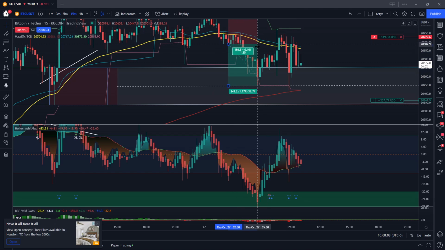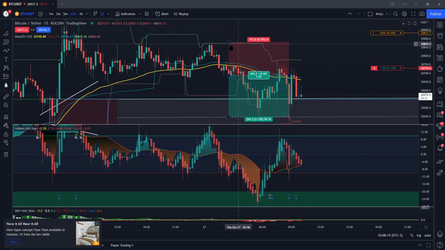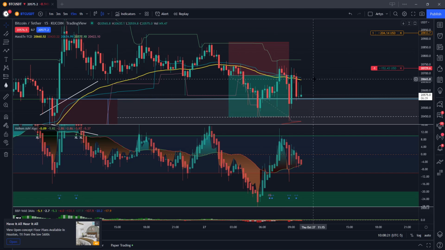Doesn't hit it here, okay? You see, it doesn't hit it. You do not hit your take profit. And you hit your take profit. Also you'll notice that nothing came near your stop loss. Nothing came near the stop loss.